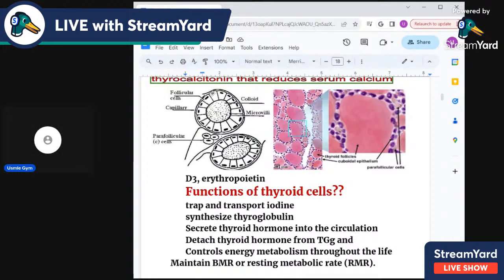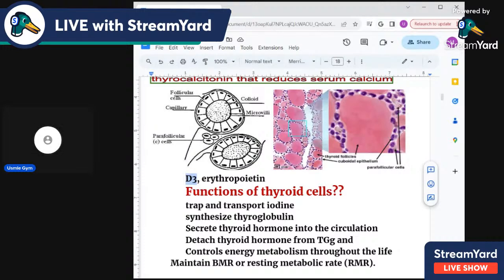Okay, the other substance that is concerned with calcium and bone metabolism is vitamin D3, 1,25 dihydroxycholecalciferol. Where is it produced? The 1,25 dihydroxycholecalciferol is produced in the kidney, and its precursor is 25 hydroxycholecalciferol.